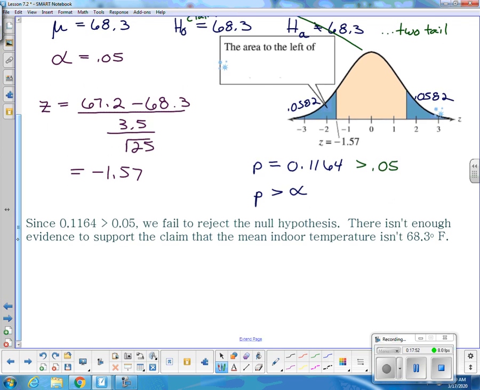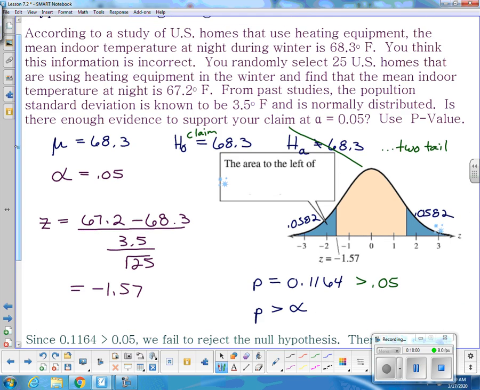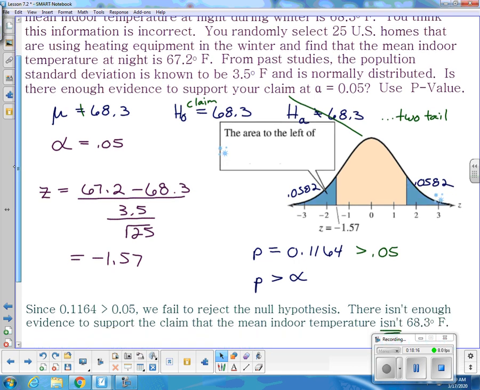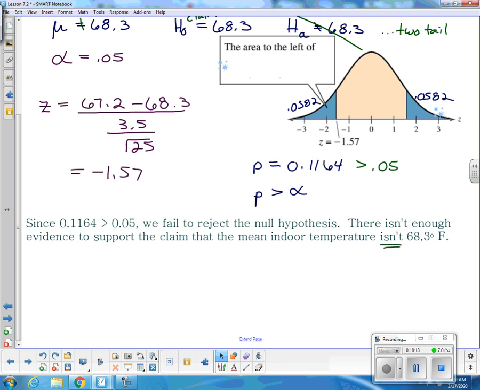There isn't enough evidence to support the claim that the mean indoor temperature isn't. So remember, our claim was that it was not. I'm going to go back up and correct that. The claim was it was not equal to. Sorry, I had that written wrong. You're claiming that it's not equal to that when we did our test. So there isn't enough evidence to support the claim that it isn't. We're saying the claim that it is good. Okay? All right.